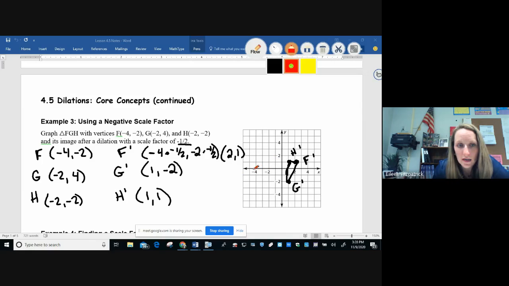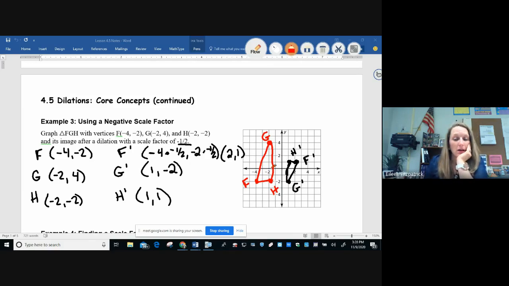My pre-image was -4, -2. That's F. -2, 4. That's G. And -2, -2. That is H. Okay, so that's not straight at all, but so what do you notice? This is my original, my pre-image, this is my image. The triangle got smaller and closer to the center of dilation.